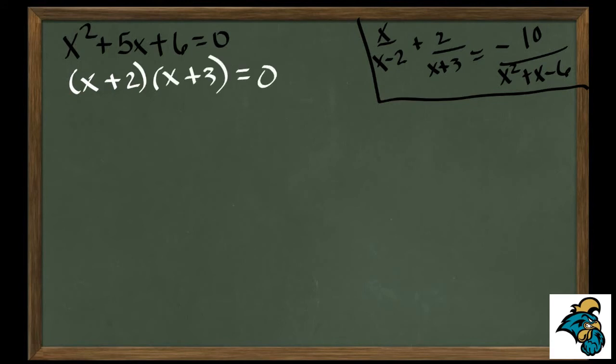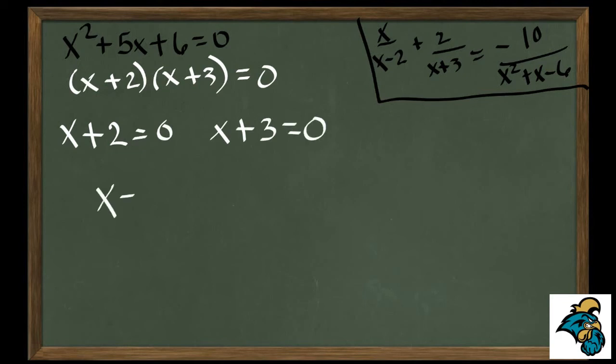I now can use the zero product property. So x plus 2 has to equal 0, or x plus 3 has to equal 0. That leaves me with x is equal to negative 2, or x is equal to negative 3.